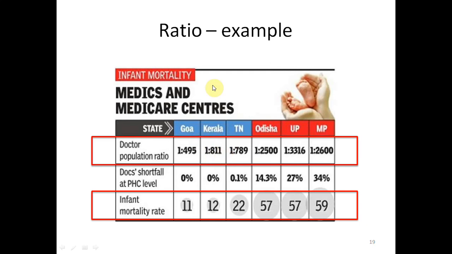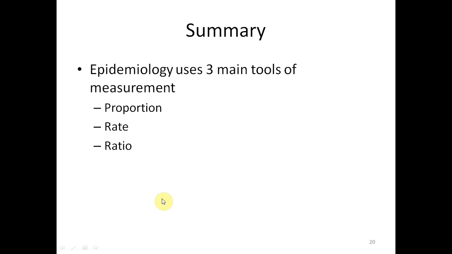So this is a summary of tools of epidemiology, that is ratio, proportion and rate. Okay, this is rate, it is 11 per 1000 live births in 1 year. So here the time factor is there. In these two cases the time factor is not there. So in summary, we have covered three things: proportion, rate and ratio.